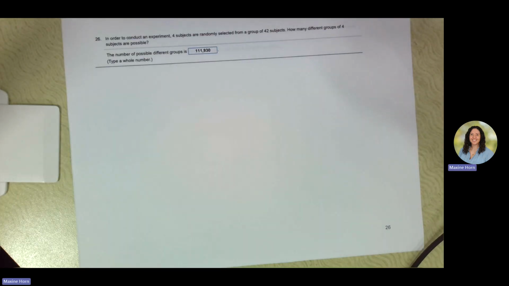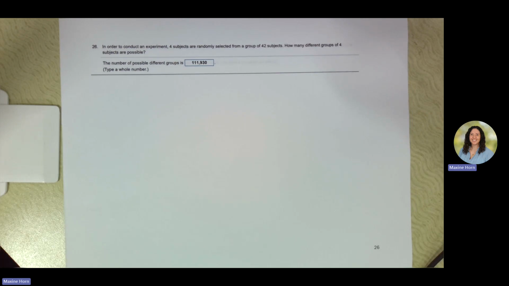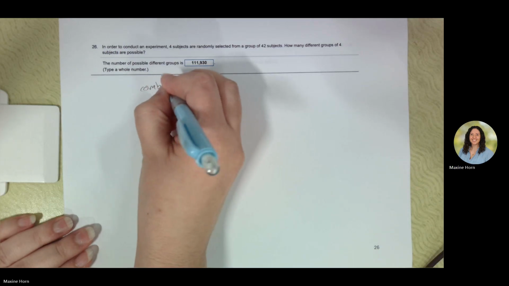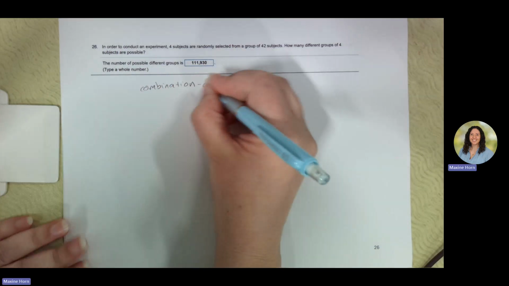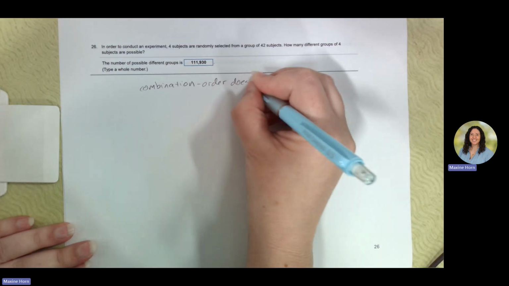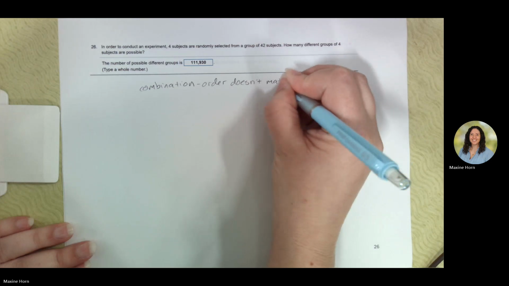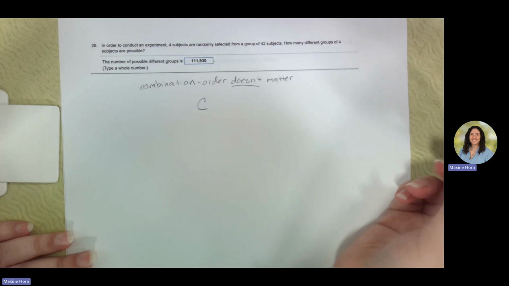Okay, number 26. In order to conduct an experiment, 4 subjects are randomly selected from a group of 42 subjects. How many different groups of 4 subjects are possible? Okay, so I'm looking at a group of subjects in an experiment. I don't care what order they are within my group. I just need to pick 4 people. So this is going to be a combination, not a permutation, because the order doesn't matter. Right? Order doesn't matter.